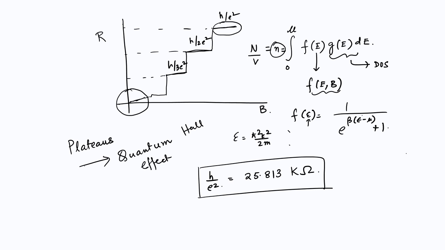Now you see that h is Planck's constant, e is the electronic charge, and these two put together define a unit of resistance. These are quantum mechanical quantities; h sets the scale of energy. If you remember, E equals h nu or h cross omega, as appeared in Planck's theory of radiation. So this is the quantized energy of the photons, with h having a value of 6.63 into 10 to the power minus 34 joule second.